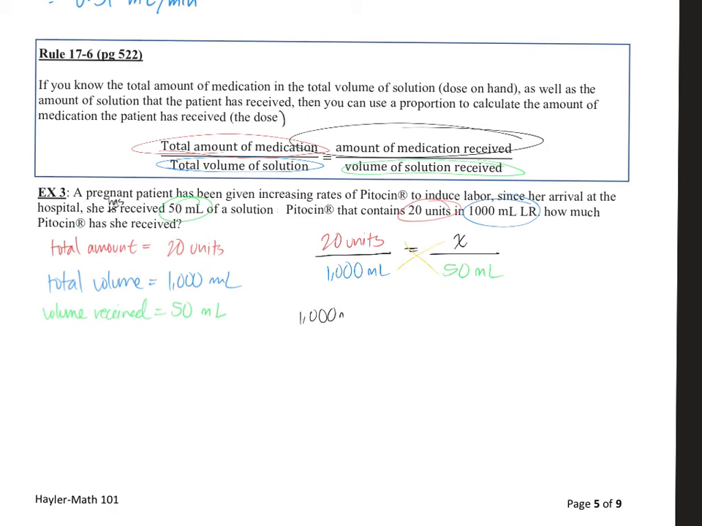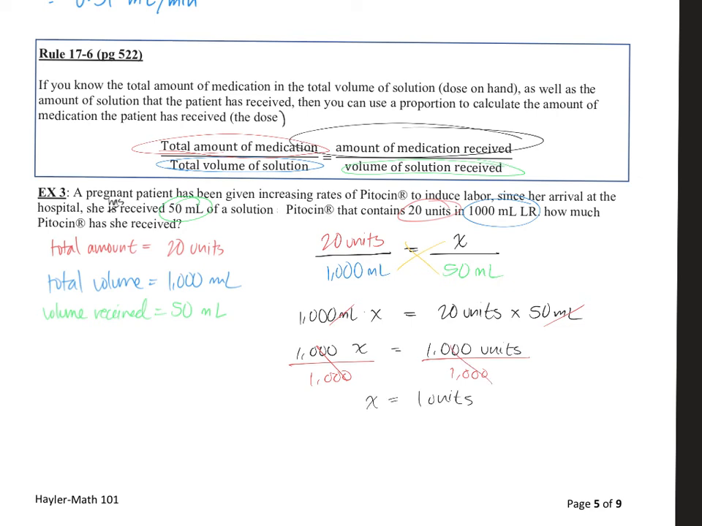We get 1,000 milliliters times X equals 20 units times 50 milliliters. Go ahead and cancel out the milliliter units. So 1,000 times X equals 20 times 50, which is 1,000 units. Dividing by 1,000, we get X equals 1 unit, sorry, jumping the gun there. So the patient has received 1 unit of Pictocin.